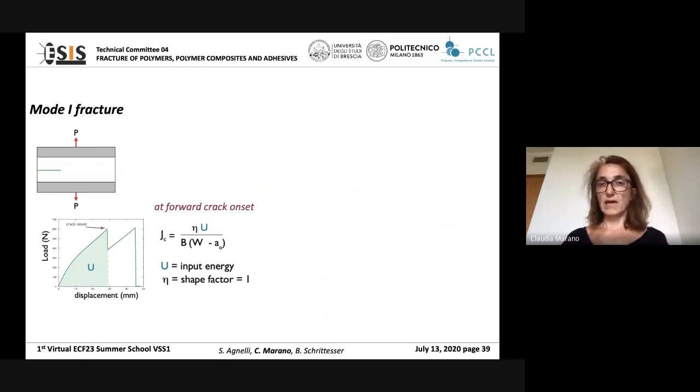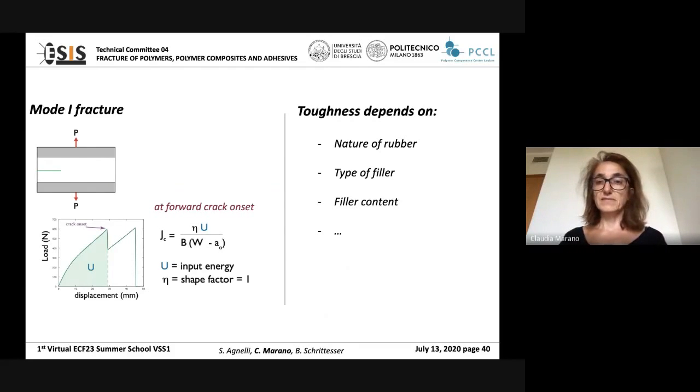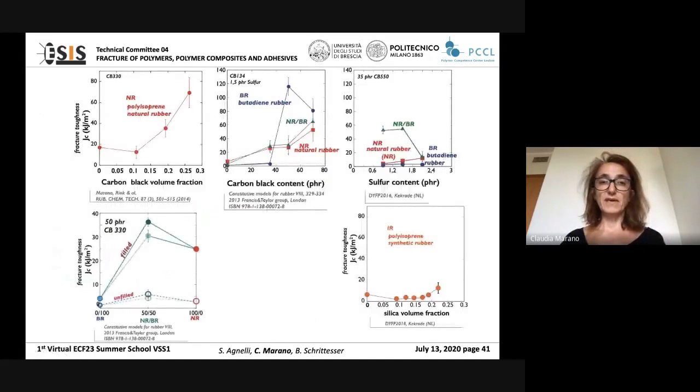And even though sideways cracks form, the J integral can be evaluated at fracture onset, at forward crack onset, and can still be considered as an index of fracture toughness that, generally speaking, depends on different parameters like the ones reported here, that all affect the capability of the material to orient under strain, the capability to crystallize under strain, and the capability to dissipate energy under strain.